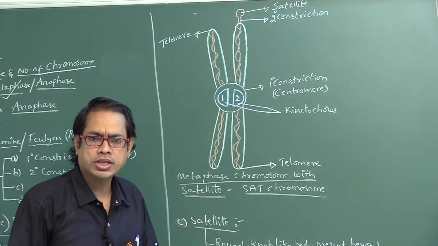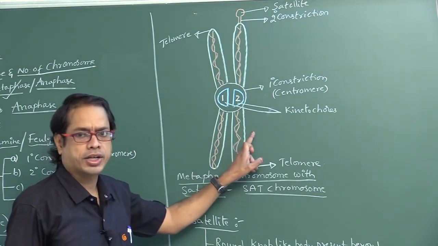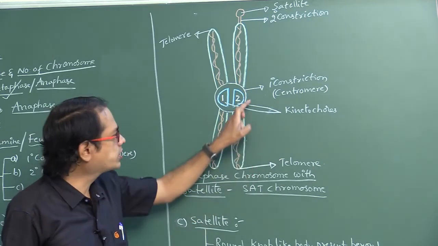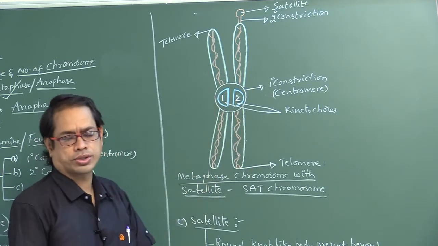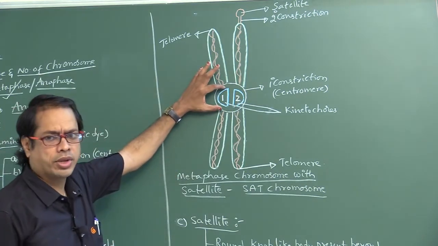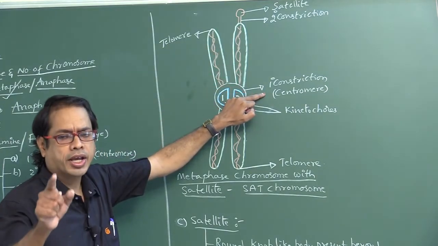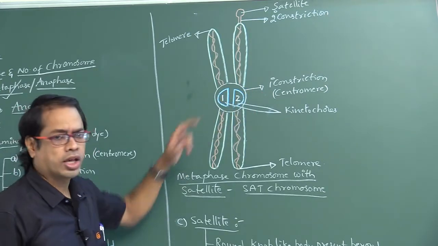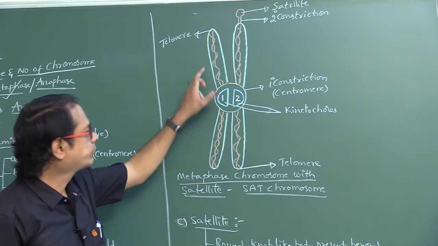A metaphase chromosome is identified with how many chromatids? 2 chromatids. How many DNAs? 2 DNAs. How many centromeres? 1 centromere. How many kinetochores? 2 kinetochores. Okay. So, what does primary constriction mean? Where the 2 chromatids are held together is called primary constriction, also called centromere. Inside the centromere, 2 disc-like structures are present. Those are called kinetochores.